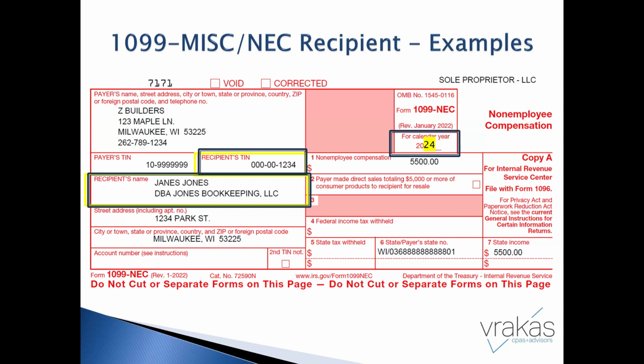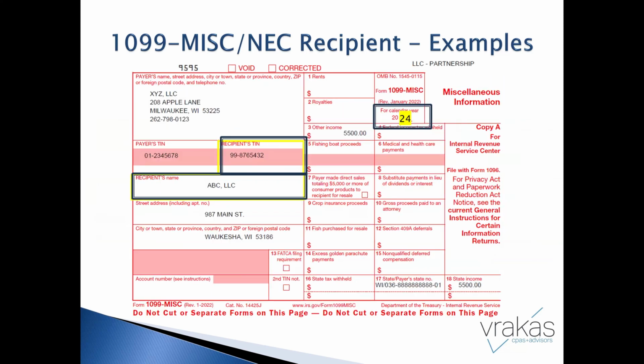But if I have an LLC filing as a partnership, again, same amount, $5,500, but instead I have a federal identification number and a business name. It gets a little tricky when it's an LLC because you have to figure out what they file as. And we'll show you the W-9, and that's how you know what they file as.